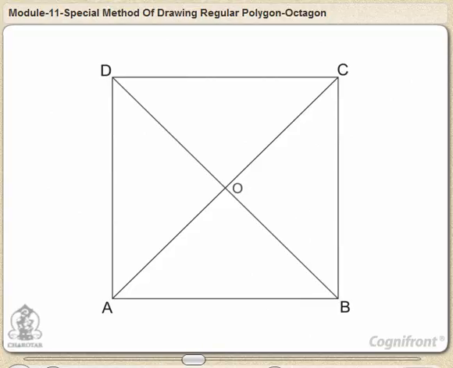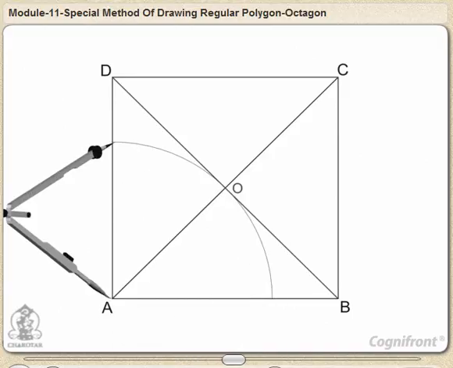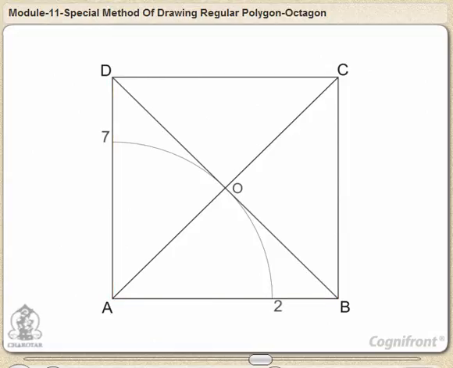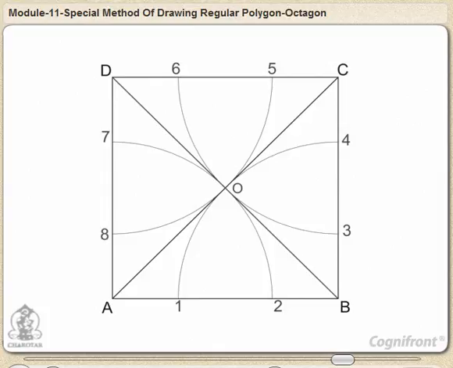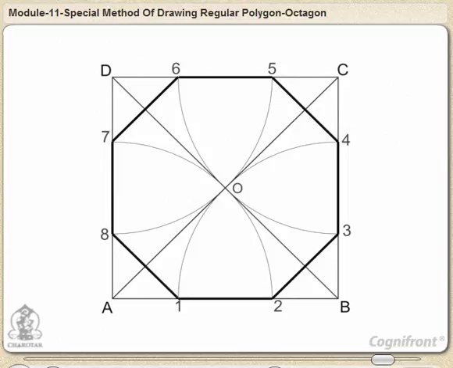Then, with A as center and AO as radius, draw an arc cutting edges AB and AD at points 2 and 7 respectively. Similarly, with centers B, C and D and radius AO, draw arcs to obtain the remaining points. At last, we'll join the points 1, 2, 3, 4, 5, 6, 7 and 8, thus completing the octagon.